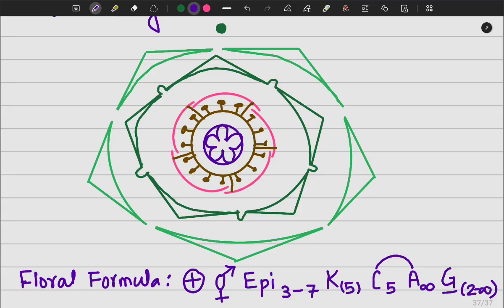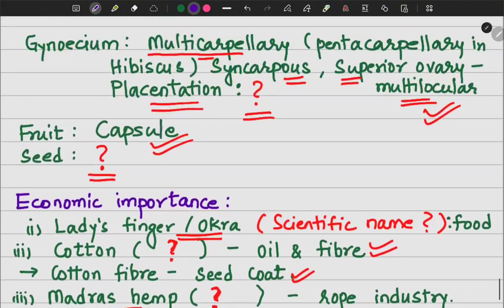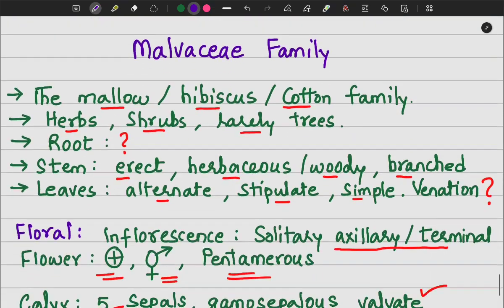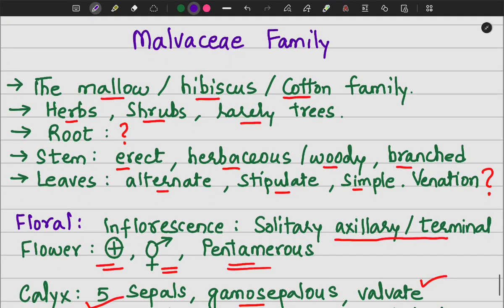So I hope everything about the Malvaceae family, including the floral diagram, floral formula, economic importance, floral characters, examples, vegetative characters, everything is clear to you.